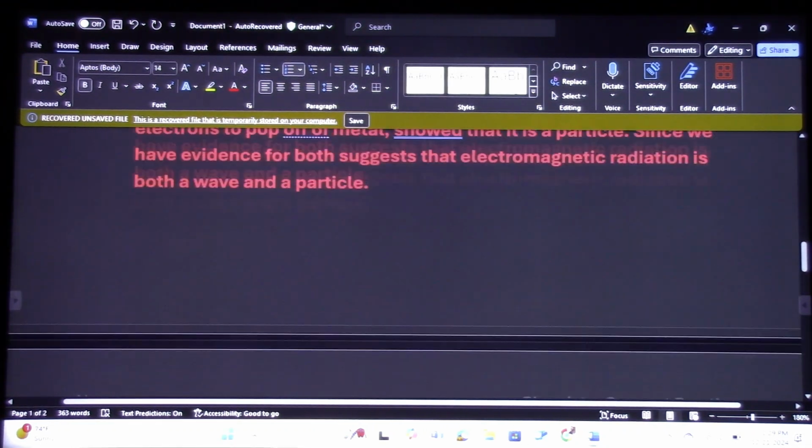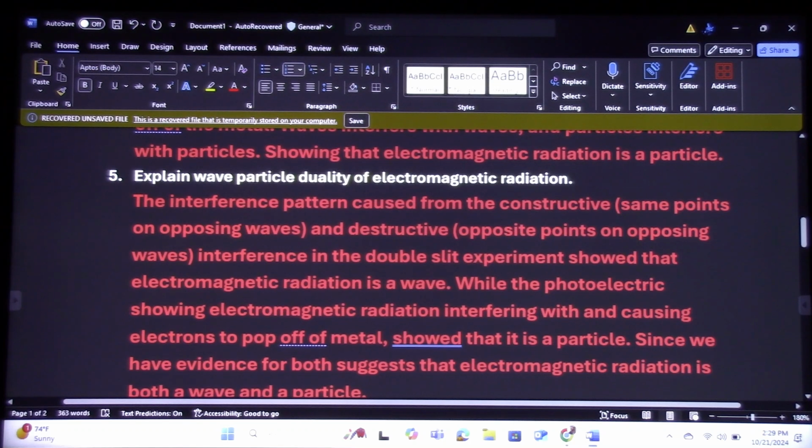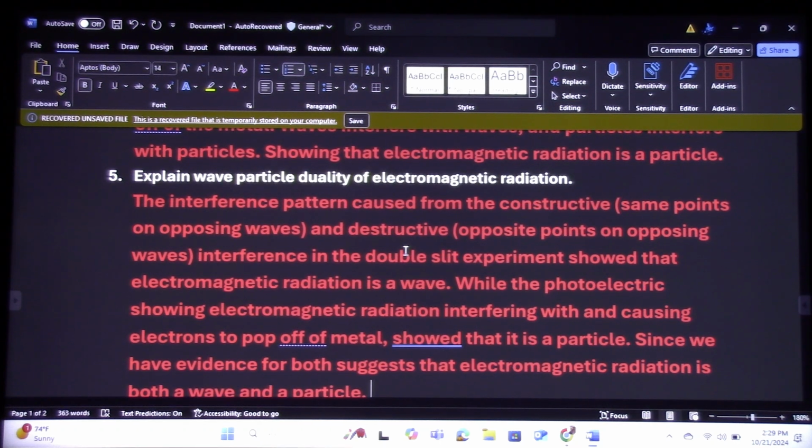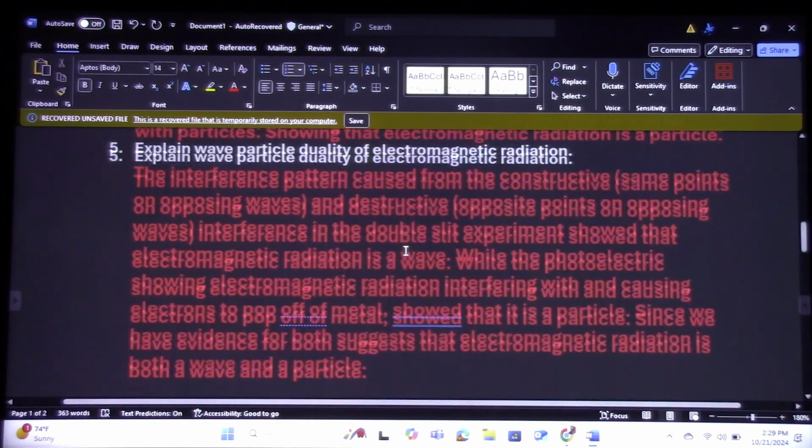And number 6. Oh, 6 is a good one. Apparently I messed up, I'm sorry. I thought I'd asked you about that interference pattern, what caused it with the constructive and destructive interference, but I threw it in here. The constructive interference is from the same points on opposing waves, and destructive is opposite points on opposing waves interfering with each other.